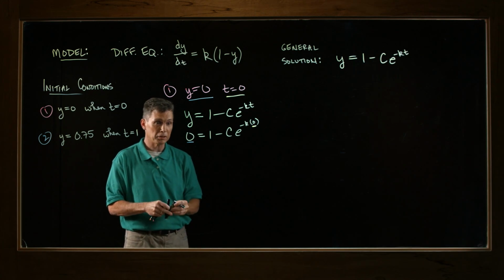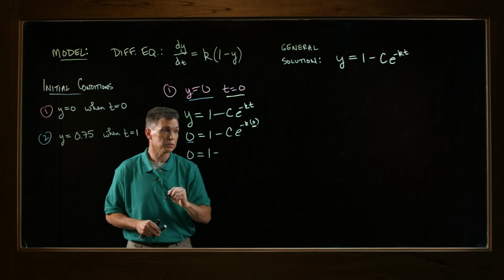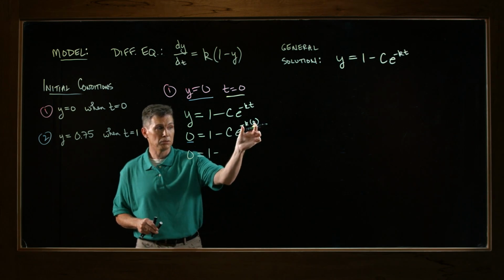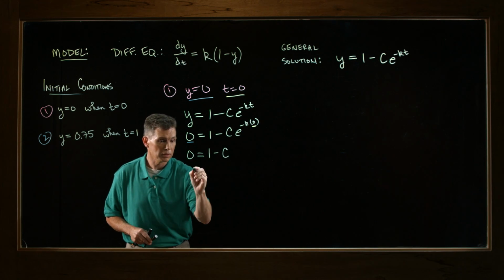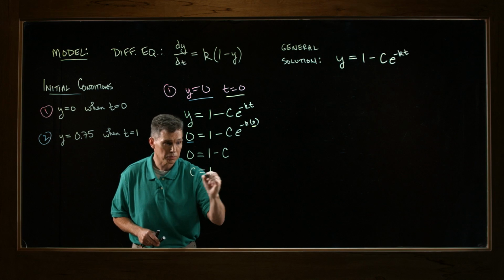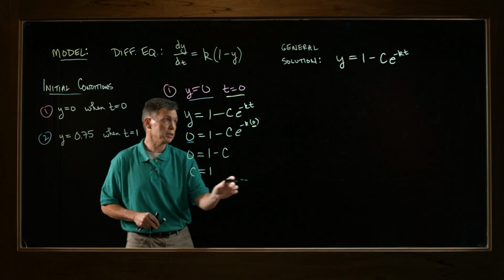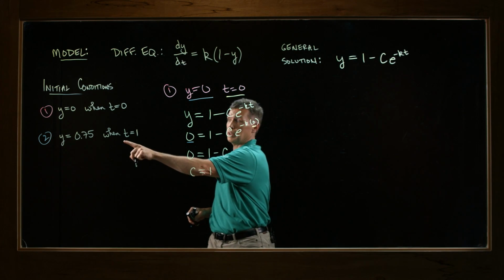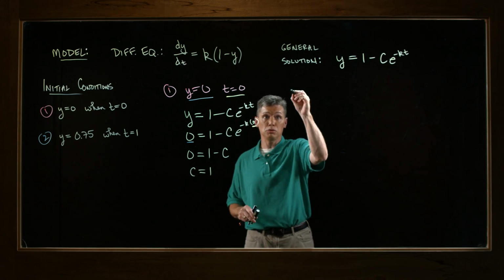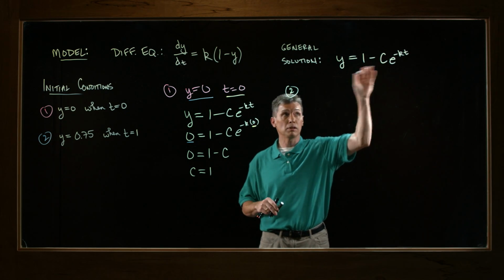Okay. Now we'll evaluate. This is 0 equals 1 minus c e raised to the 0 power. That's just 1 minus c. So c equals 1. That gives us a specific value of c to put into this general solution. So now as I move on to my second initial condition, let's try to use that. I can put in that value of c, 1, right there.